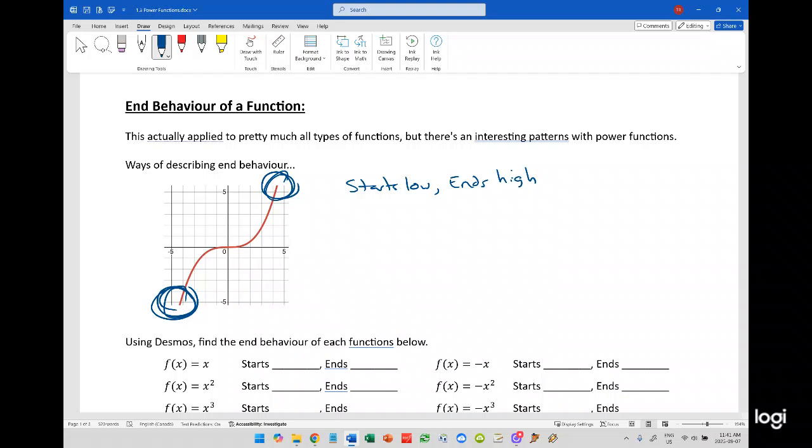You can use it if you'd like, but you're welcome to use starts low, ends high, or starts low, ends low, starts high, ends low, whatever it is. But this other notation will be needed a little bit more in a future unit, so we will come back to it. Another way to describe this would be to say that as x goes to negative infinity, I drew infinity like an 8, so basically it's saying as x goes this way, what happens to y, and y also goes to negative infinity.